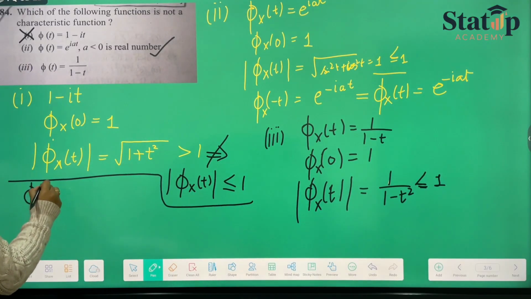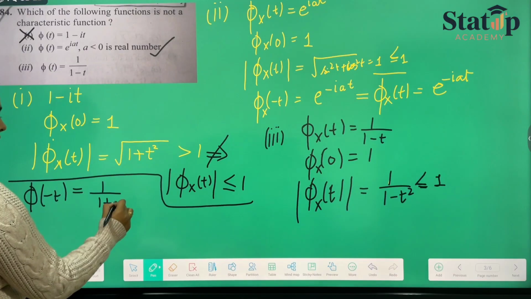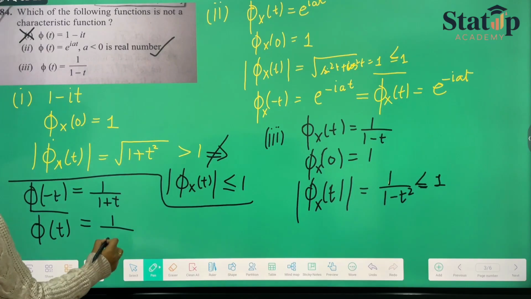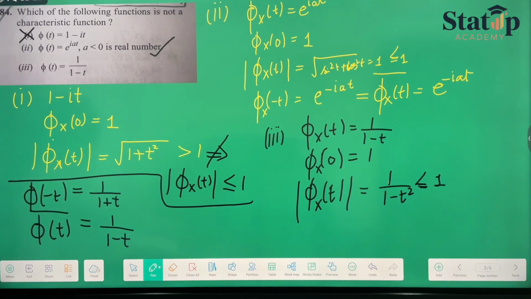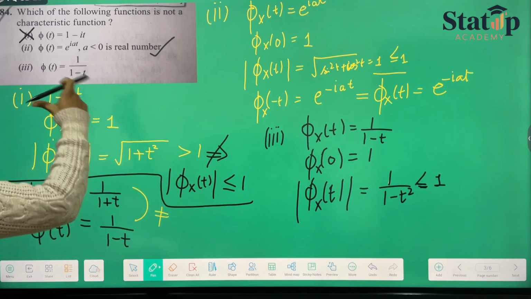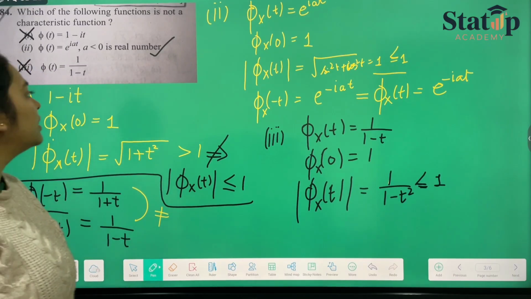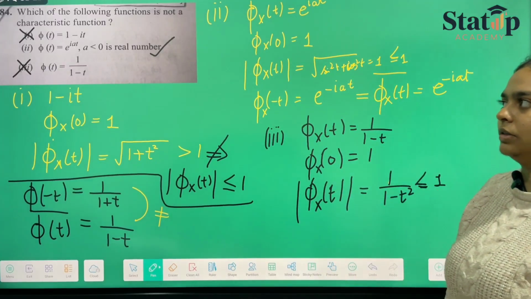If we take phi minus t, then it will be 1 upon 1 plus t. But if we take the conjugate of phi t, then it will be 1 upon 1 minus t only, because there is no i present, so we cannot change the sign of i. So it will be 1 minus t only, and hence these two are not equal, which says that this is also not a characteristic function. So only the second one is a characteristic function, the first two are not characteristic functions.